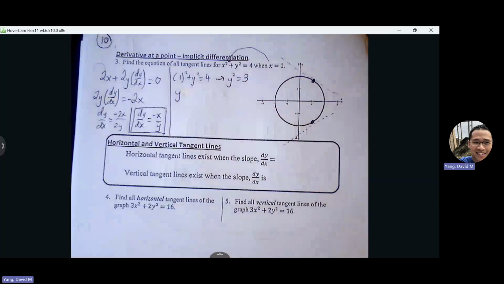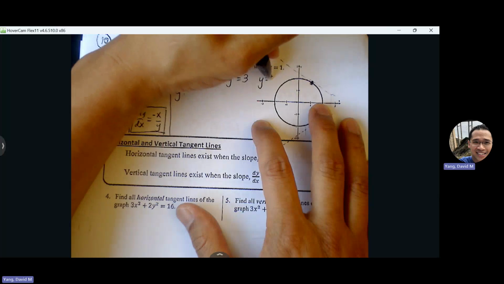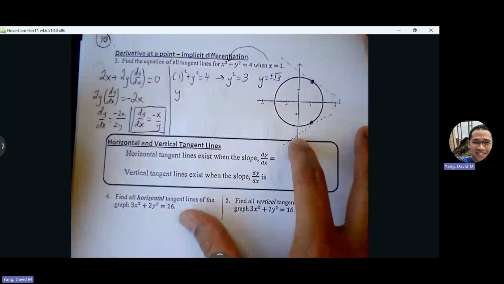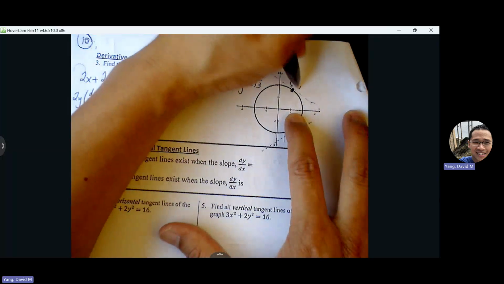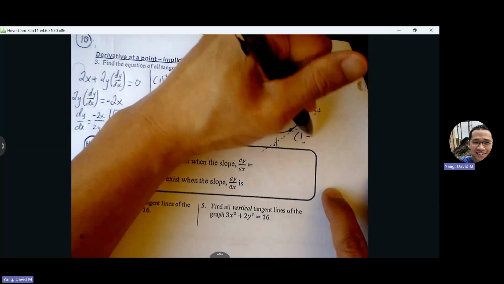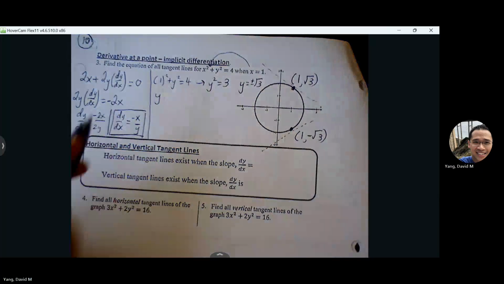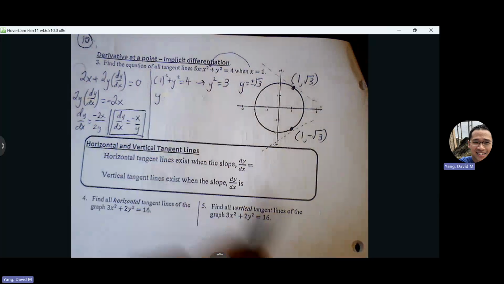Take the square root. We get y is equal to plus or minus root 3. So we have 2 ordered pairs, right? One ordered pair is at 1, positive root 3. The other ordered pair is at 1, negative root 3. And then one at a time, we can plug into the derivative to get the appropriate slope.